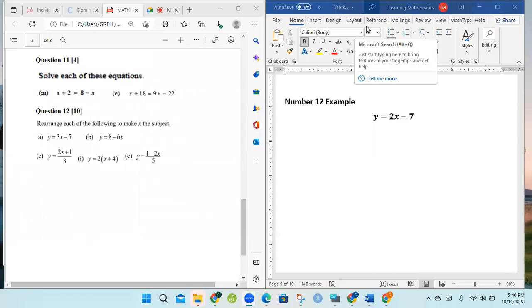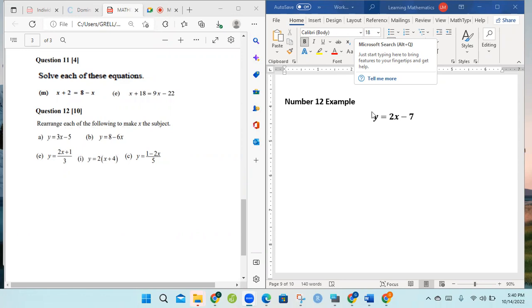So number 12 is interesting, whereby all of a sudden we have the presence of a letter Y. And it says rearrange each of the following to make X the subject. So we're going to solve for X. But the difference here now, we will not get a number because we don't know what Y is. So our answer is going to be an expression with Y in it.